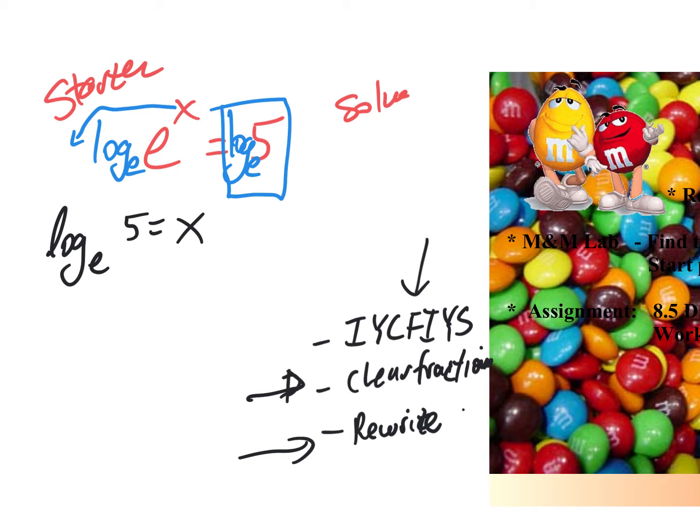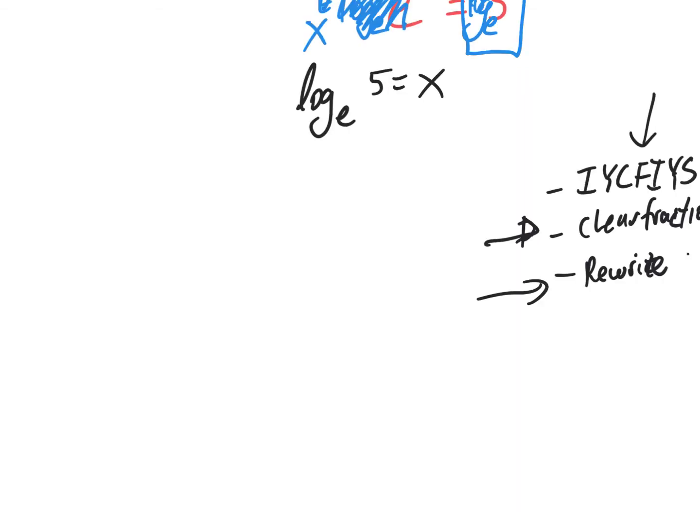Did anybody do it that way? One person. All right. So that's an option. You can just put in a log base, whatever base you want, in this case log base e, on both sides. This turns into 1 with the x in front of it, so it's just x equals log base e of 5. Same answer. All right. I'm going to give you one more like that.